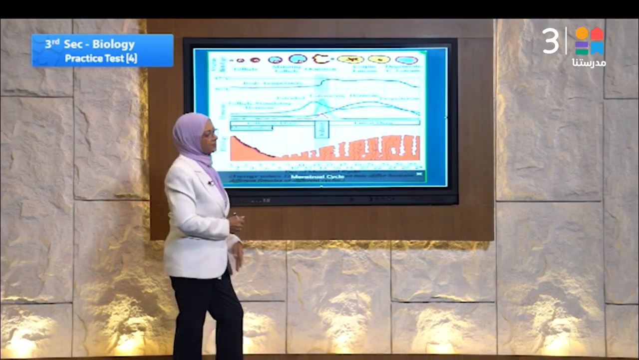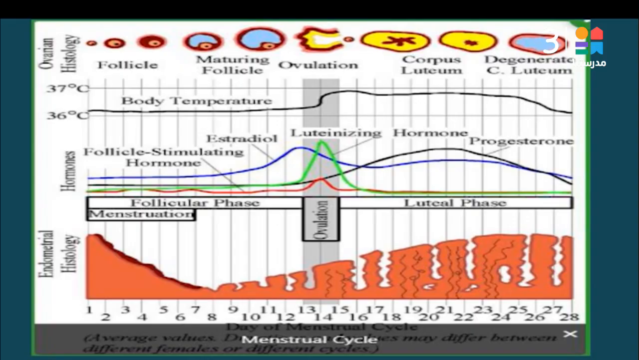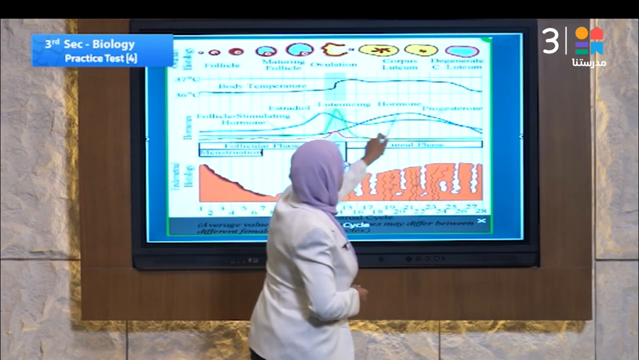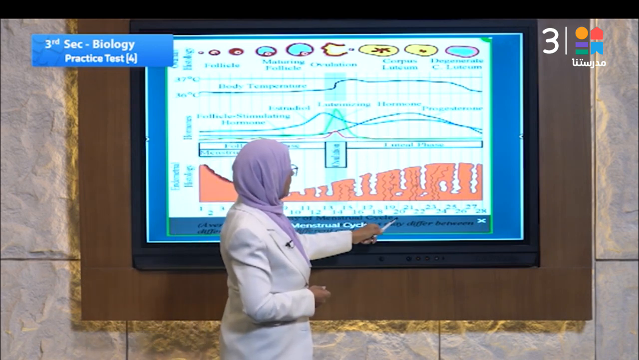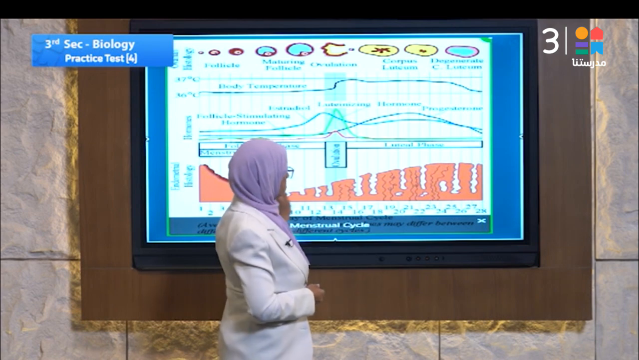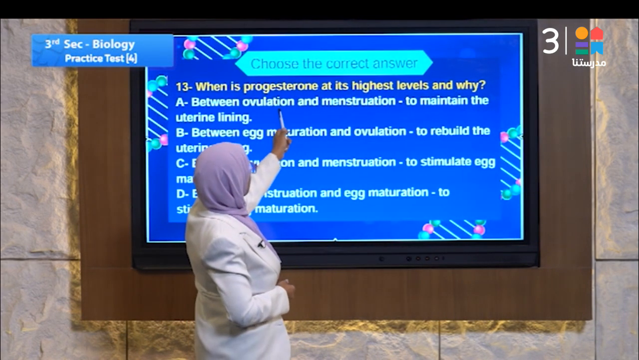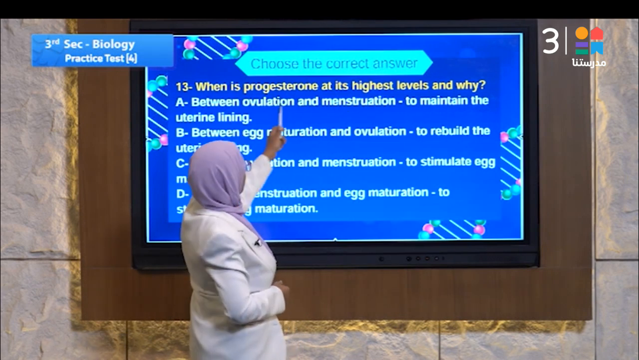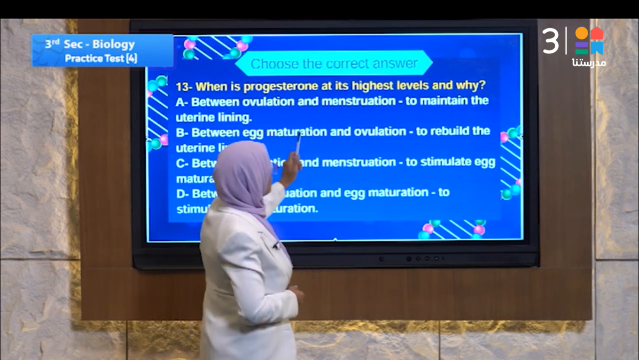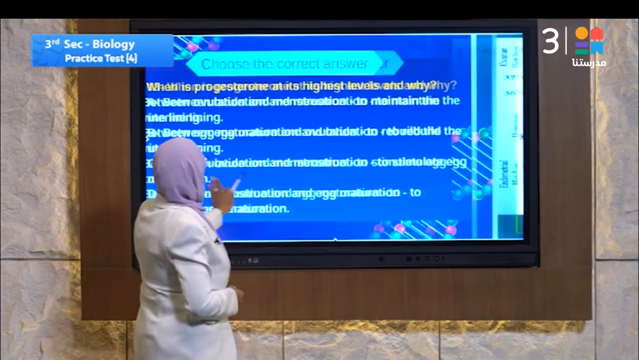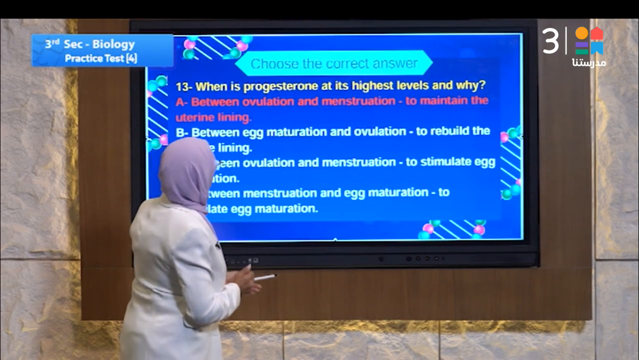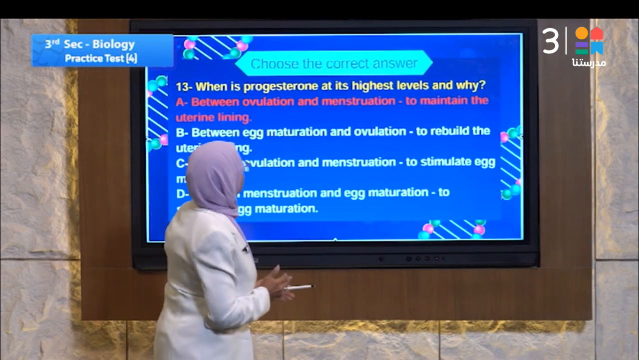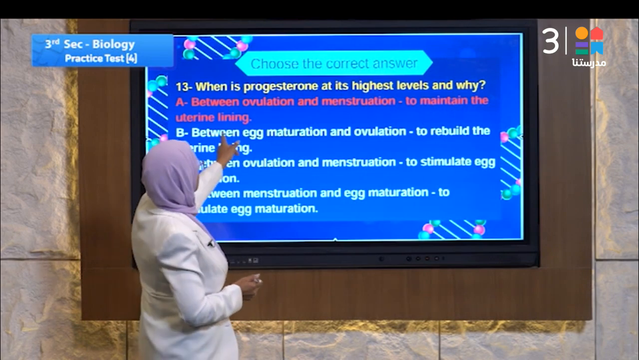Let's see the graph. Where is the progesterone found? Progesterone is the black one. When is it very high? It's very high between ovulation and menstruation. Why? To maintain the uterine lining. The answer is number A: between ovulation and menstruation, to maintain the uterine lining.